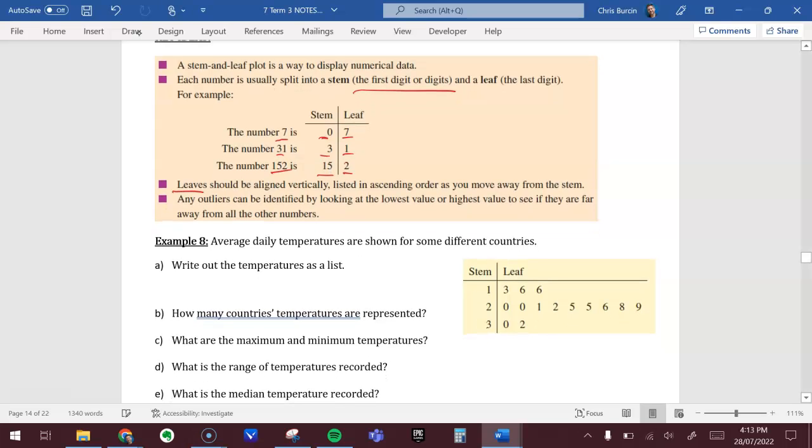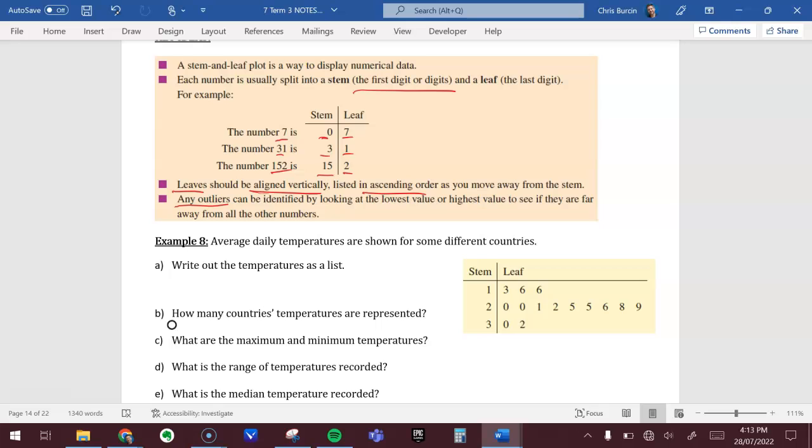Your leaves, those are on the right side, and they should be aligned vertically, as you see here. So they line up. And they're listed in ascending order, from smallest to largest as you move away from the stem. So in the example here, if we had people that were 22 and 25 and 26, for example, these are temperatures, but I'm just making that up. We start with zeros and move our way up from there, ascending.